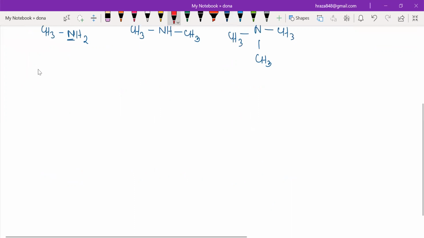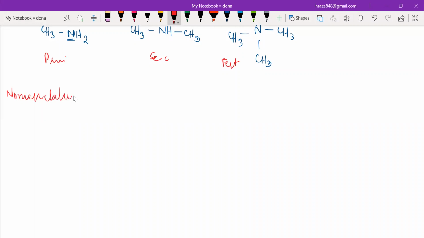Okay. So the classification is also, this is your primary, this is your secondary, and this is your tertiary. This is the classification we just did. Now come to the nomenclature part, which is very, very easy. I'm going to explain this to you and then we'll give you some questions. As you can see, this nomenclature, its name is basically alkane plus amine. That will give you alkanamine.